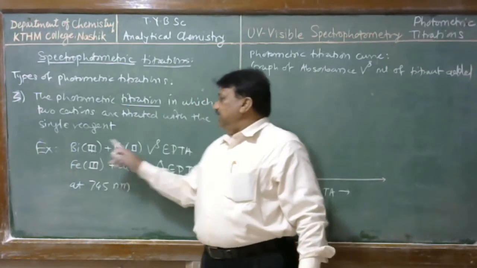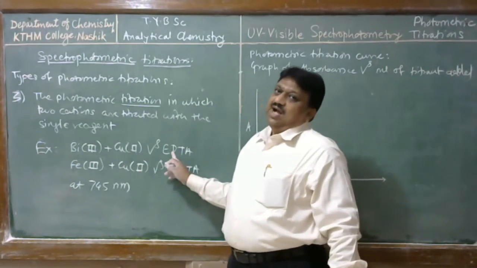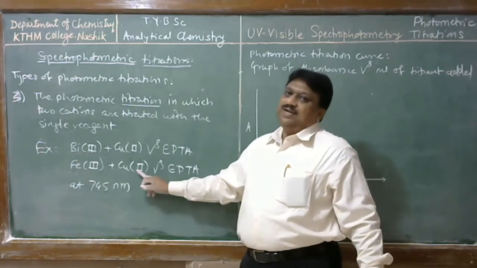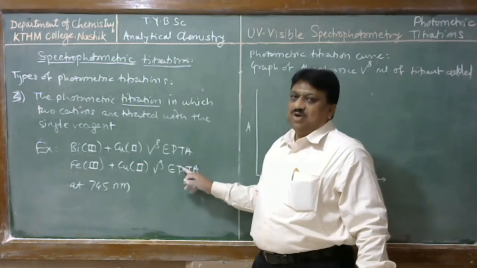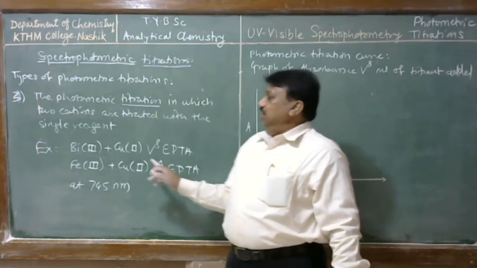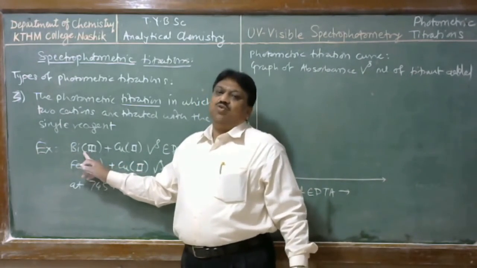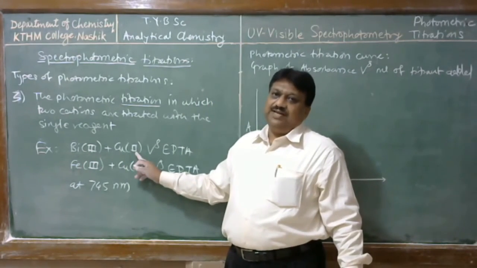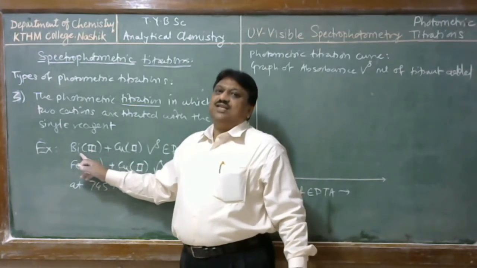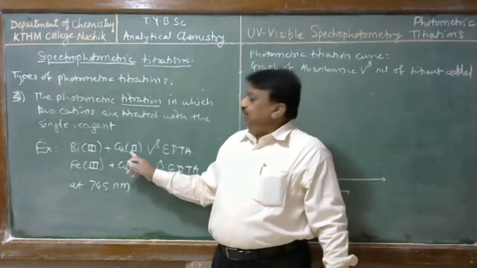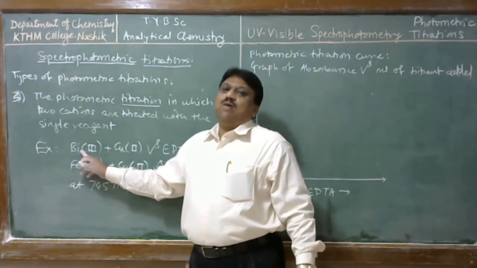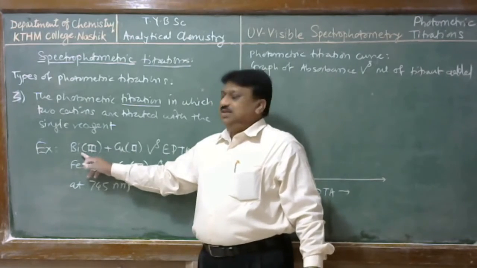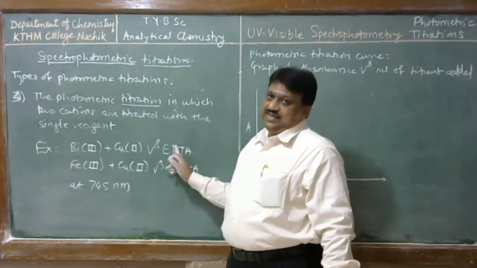Here, bismuth EDTA and copper EDTA are the complexes formed in the reaction. Here, iron EDTA and copper EDTA are the complexes or the products formed in the reaction mixture. But if we consider the formation constant of the bismuth EDTA complex and the formation constant of the copper EDTA complex, the formation constants differ widely, and therefore the bismuth EDTA complex is formed first. After complete reaction of bismuth, then copper reacts with EDTA.